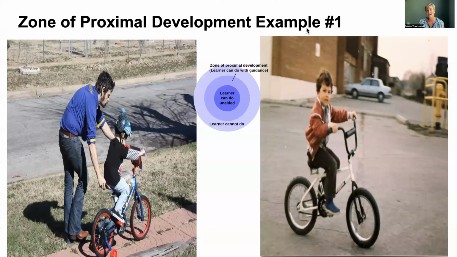An example of ZPD development might be when we help children learn to ride a bike. We know that the first picture on the left demonstrates the middle circle in the model. This child needs help to ride this bike. He needs guidance. He is in the ZPD level. The second picture shows the child riding on his own, which would be the inner part of the circle. He can do it already. He's learned those skills.